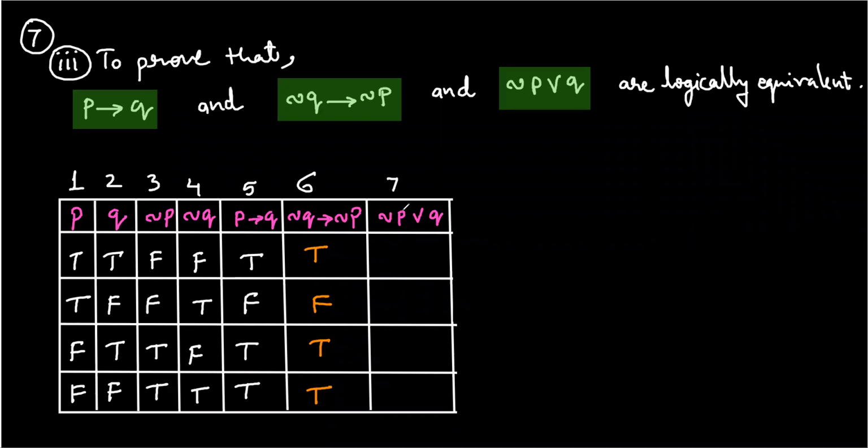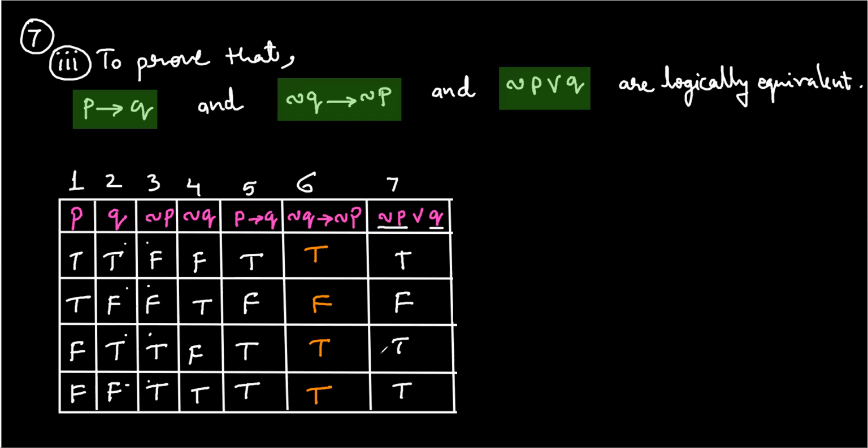Then finally you have the last column, negation P or Q. Negation P is here and this is Q. You have the disjunction of these two. You know the law of disjunction: if both are false, then false, otherwise true. So negation P or Q, both false? Yes, so this is false. Both false? No, so rest all are true.